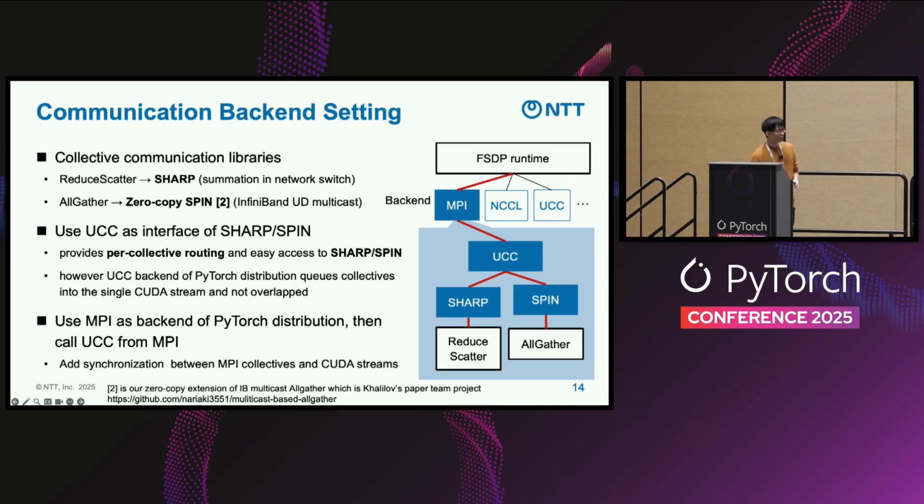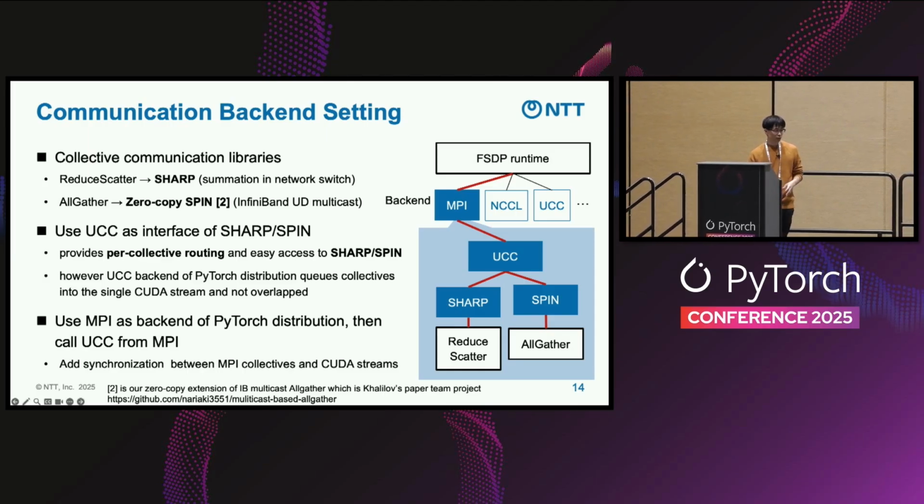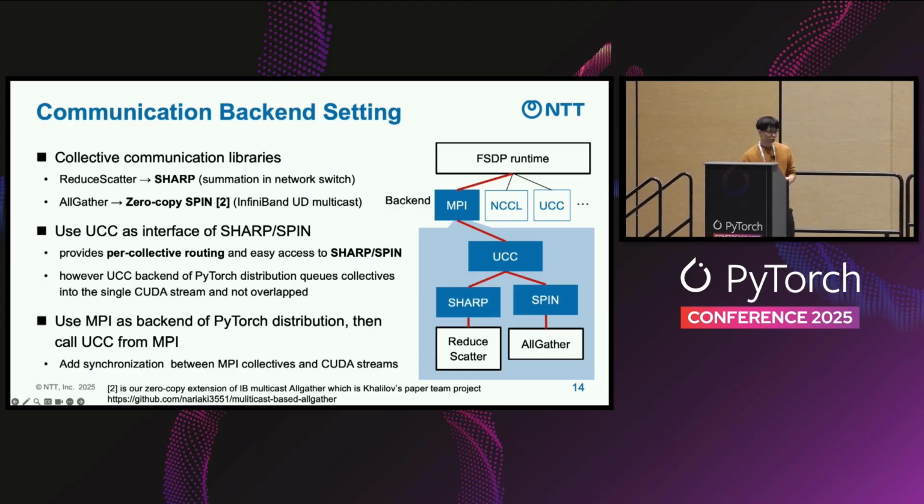So of course, this is an ad hoc design for the experiment, and I think there is a simpler way to realize overlapped communication in FSDP training. By the way, with this setting, we can overlap reduce-scatter and all-gather in FSDP training without user code modification.